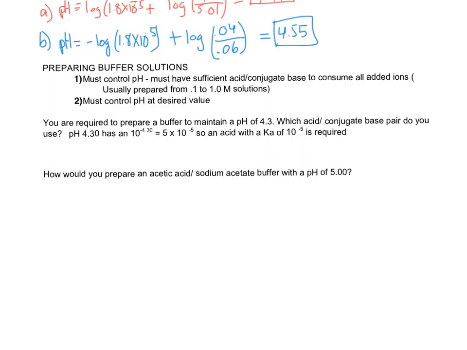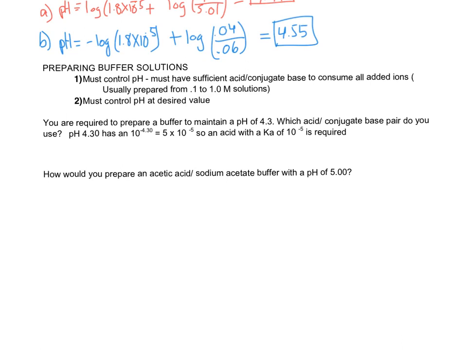All right, so we looked at the calculations with the buffers. Next, let's say I want to make a buffer. How would I go about making a buffer? Let's say I need to hold a system at a certain pH. How would I do that? Your body has a lot of buffers. Your blood, for example, has a lot of buffers in it, like the bicarbonate ion, to keep your body from changing pH so much.